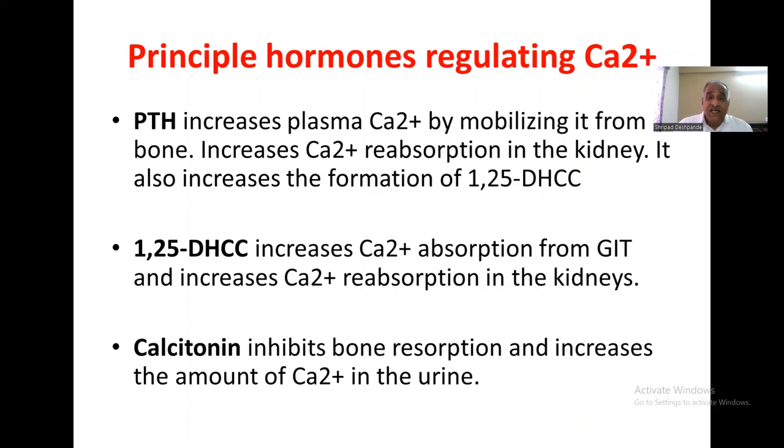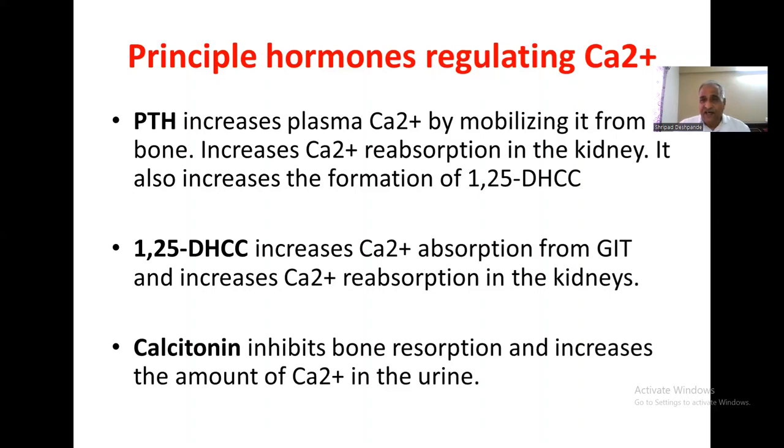Calcitonin is another hormone which is regulating the calcium metabolism. It inhibits the bone resorption and increases the amount of calcium in the urine, that means calcium excretion. So the calcitonin is released in response to the excess of calcium. And so when there is an excess of calcium, the calcitonin tries to put the calcium back into the bone, and it tries to eliminate calcium from the urine.